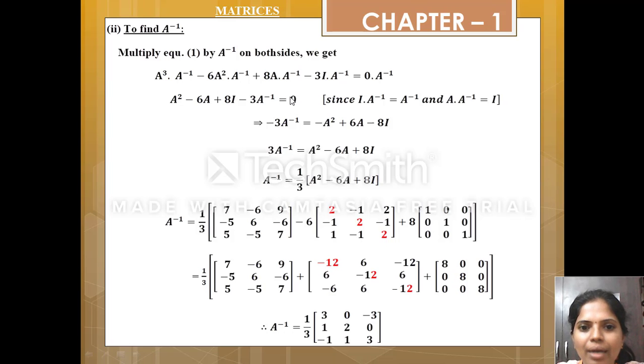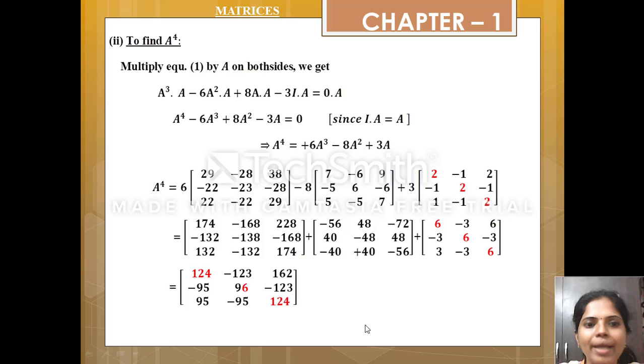From this equation, our aim is to find A inverse. So from this equation, we calculate A inverse. You simplify A inverse. So the A inverse answer is this, 1 by 3 into something. Now, you already know the A square value, A value and I matrix. So you substitute one by one and simplify. The A inverse answer is this. Then finally, we are going to find A power 4. Our Cayley-Hamilton theorem is of order 3.